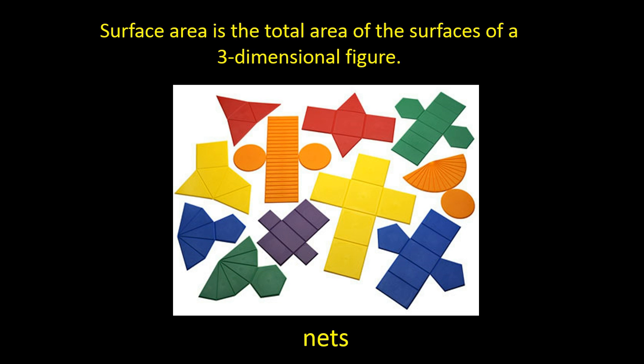So what we're going to be looking at when we look at surface area is the area of these outer surfaces. So if you can visualize the net, that may help you find the surface area of the figure. The other thing that you can think about is what would happen if you could just peel the outside surfaces off of the figure. What shape would you have and what area would they be?